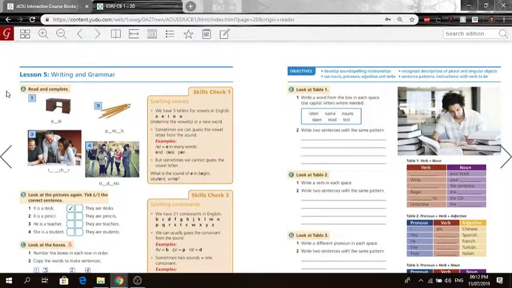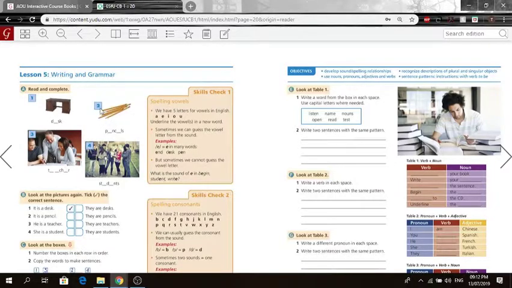Alright guys, so now moving on to lesson 5, writing and grammar of unit 1. Let's get right into it. So exercise A, read and complete. We have these 4 pictures right here, and we have to complete the spelling. So obviously number 1 is desk, D-E-S-K.